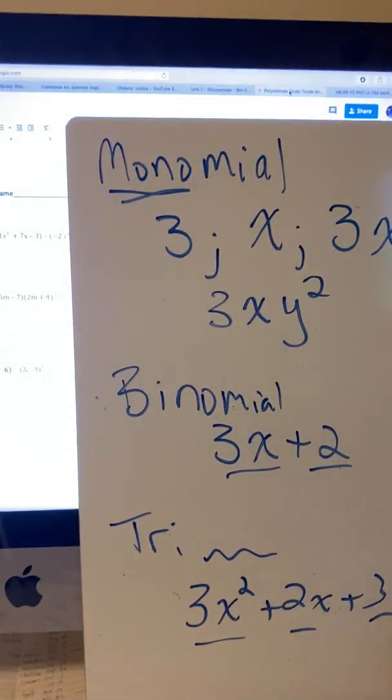Now that you know the basics of monomial, binomial, trinomial, I'm going to have to erase right now, so bear with me. It's going to be interesting. You're going to get a close-up view of my desk. Way too close for you to be able to see anything, so I'll make it quick. It might not be the greatest erasing. There we go. All right.